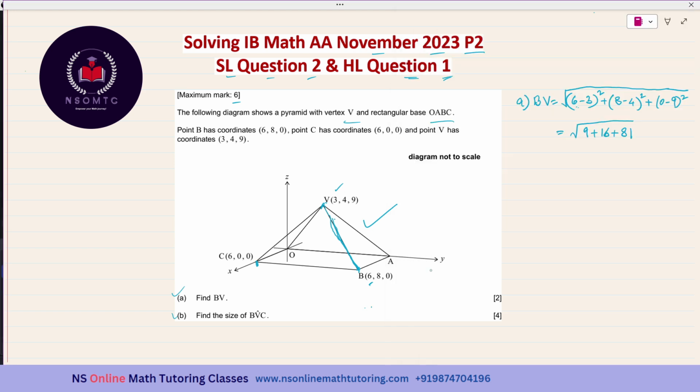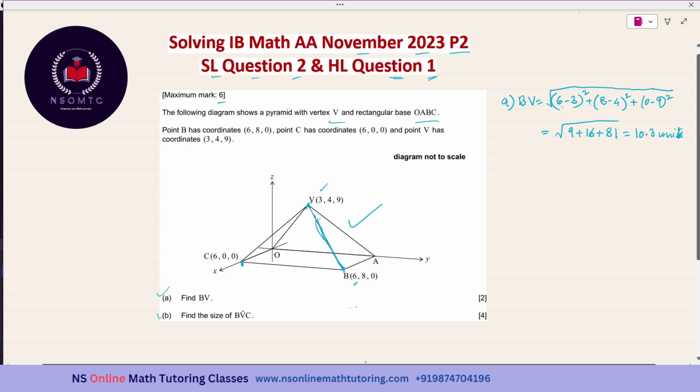So the length of the line segment BV is 10.3 units. Because we do not know the units, I am writing units. We have answered this part A. BV is 10.3 units.